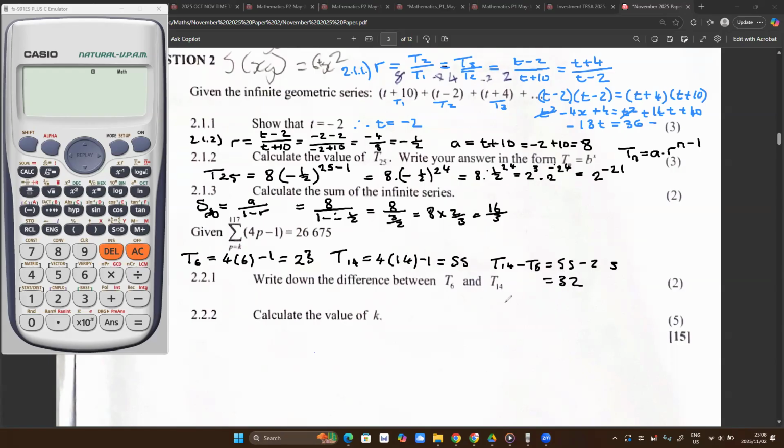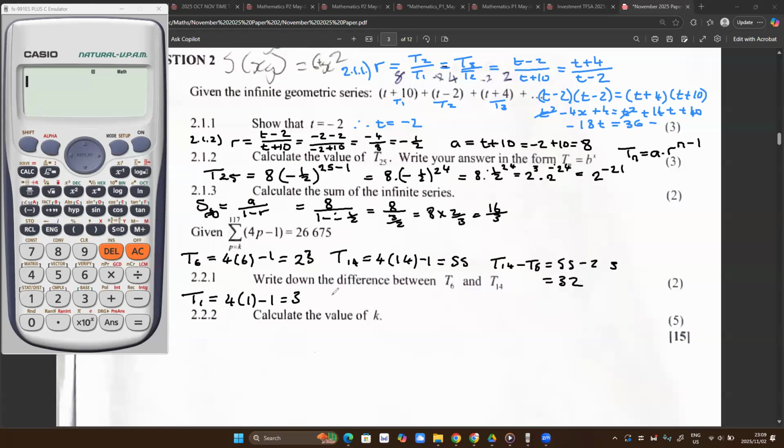Now they want the value of k. Okay, so we're told the sum of all these, so if I was to keep writing it from T1 all the way through to a certain number, k, what would the sum of that be? I don't maybe need to do this, but let me get the first term and the second term, just to show you guys. So T1 is equal to 4 times 1 minus 1, which is equal to 3.